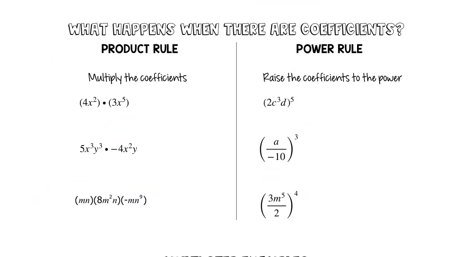Okay, so now we're going to look at a few more examples of both of these rules, except we're going to look at some that have coefficients. And if you remember what this word means, a coefficient is a number that's in front of a variable. So if you look at this example right here, we have a 4 in front of the x squared, and over here we have a 3 in front of this x to the 5th. So we're going to talk about what to do when that happens.